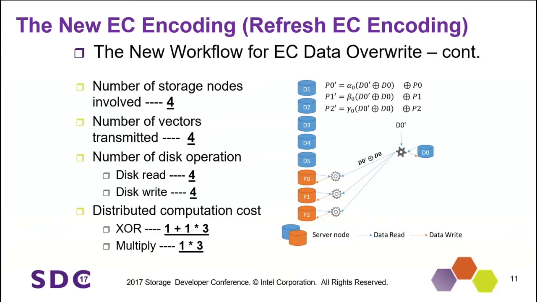The number of storage nodes involved is 4. The number of vectors transmitted in the network is also 4. The number of disk operations, for example, disk read and write, are all 4. The computation is not cumulative in only one storage node. It is distributed to the parity nodes. So the computation cost is only 4 XOR operations and 3 multiplication operations.